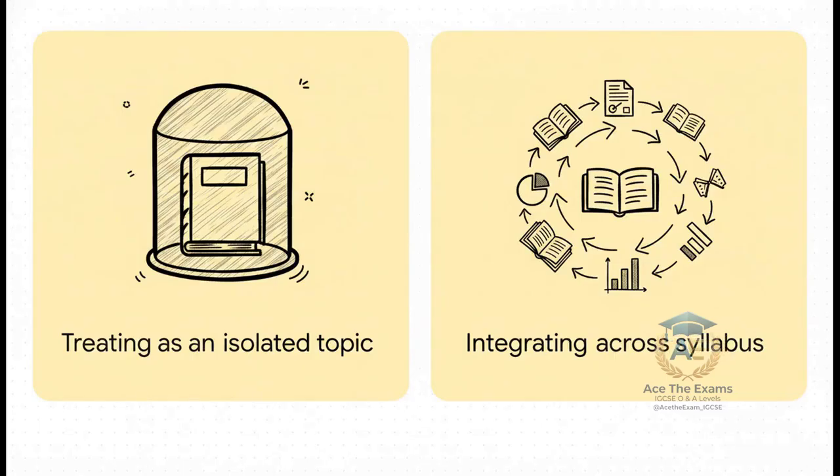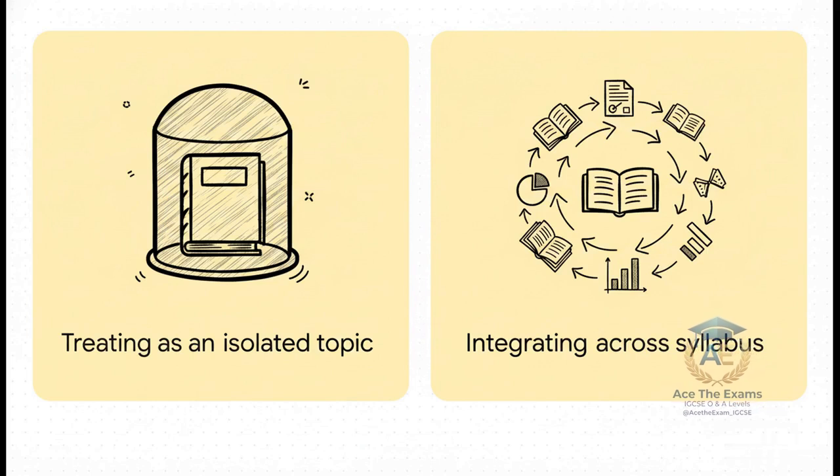Principal examiner reports reveal a really fascinating dividing line between average and elite candidates. It's the difference between treating this as an isolated topic versus integrating it across the syllabus. Think about two types of students. Let's call them Alex and Sam. Alex is highly technical, memorizes every formula, but treats this topic like it lives in a vacuum. Sam, on the other hand, is a broader thinker, but maybe struggles with structural precision. To get the top grade, you actually need to combine their strengths.